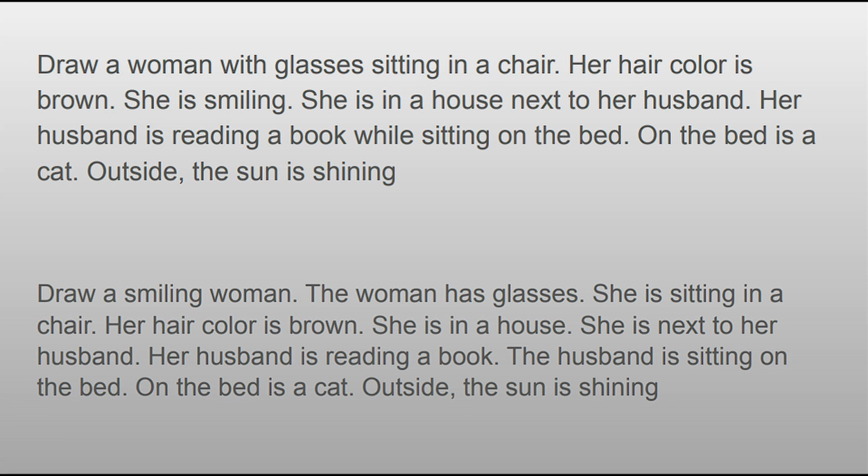When split into subunits, this becomes: draw a smiling woman. The woman has glasses. She is sitting in a chair. Her hair color is brown. She is in a house. She is next to her husband. Her husband is reading a book. The husband is sitting on the bed. On the bed is a cat. Outside, the sun is shining.